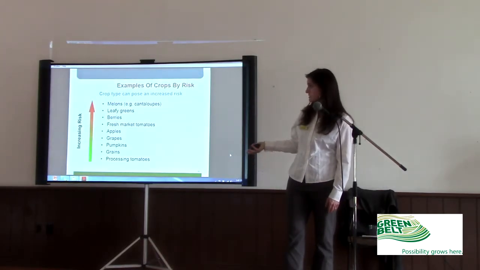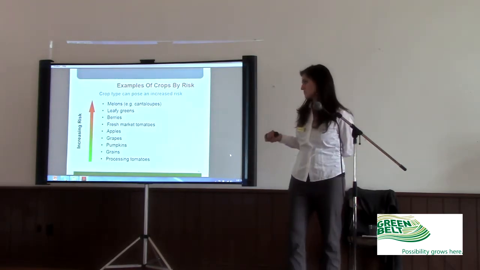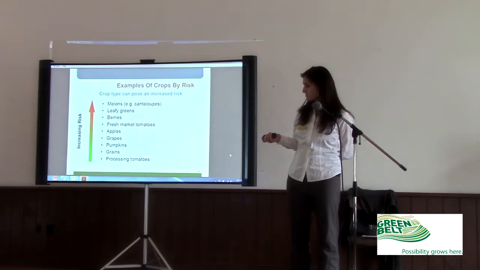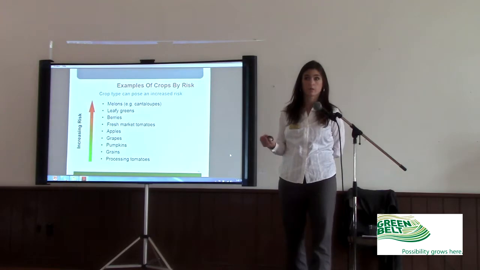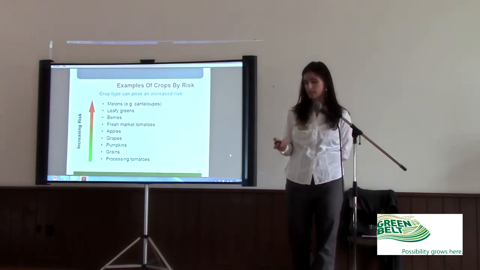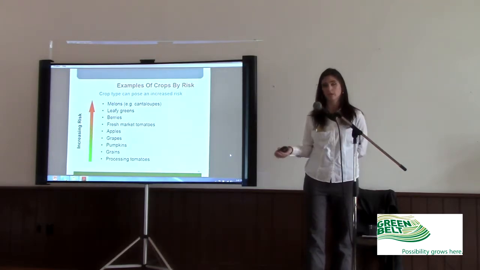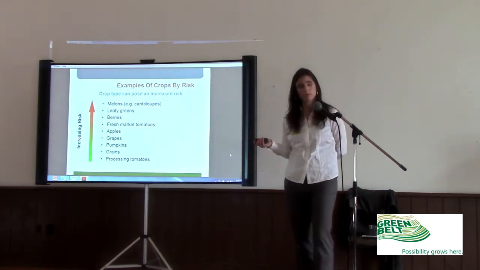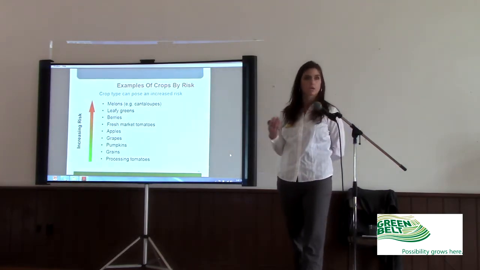So here's an example list of some crops that vary in risk. I want to point out something, because people want to say, how come there's tomatoes on there twice, with a considerable difference as far as the risk? Well, processing tomatoes are the least risky because, one, they're typically harvested by machine, so you don't have that human contact, and then they go through a processing step that tends to kill most of the bacteria. But fresh market tomatoes are hand harvested, eaten raw or fresh, and they don't go through that kill step.